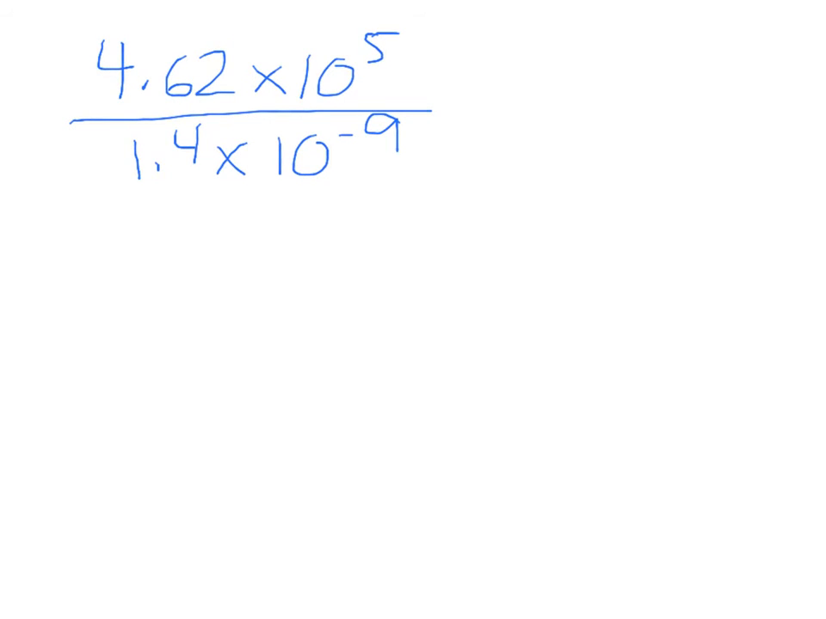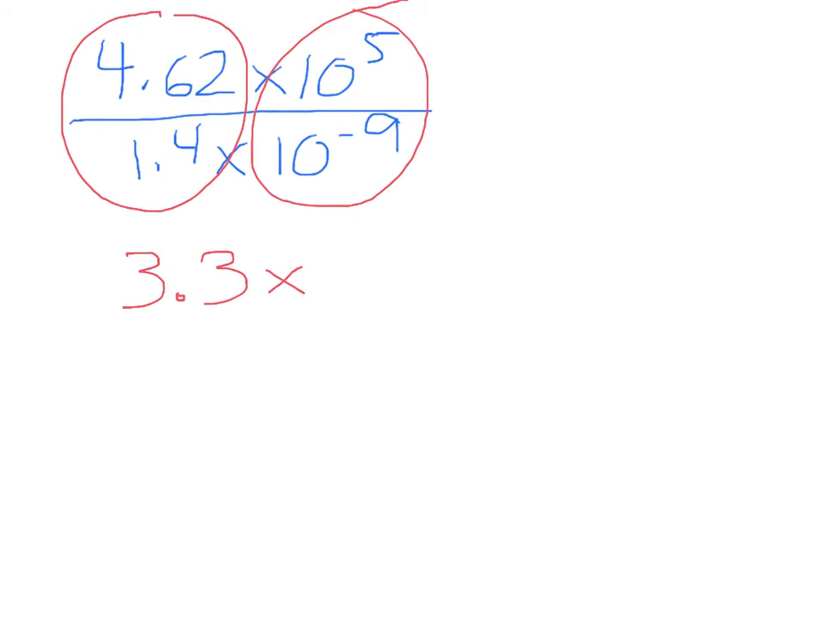Okay, did you do it? Did you get the right answer? Well, let's see if you did. If you got the correct answer, you would have taken the 4.62 and divided it by 1.4, and you would have actually come out with 3.3. Then you would have done 10 to the 5th divided by 10 to the negative 9th. Again, we'll subtract the exponents, so that's going to be 5 minus negative 9, which is really 5 plus 9, which gives me 14. Did you get 3.3 times 10 to the 14? Yeah, I thought you did.